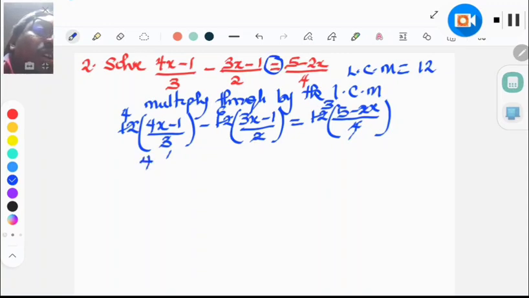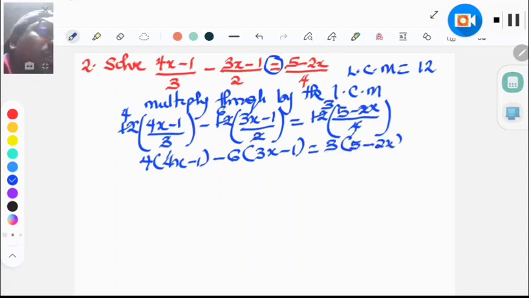So that means we now have 4 brackets 4x minus 1, negative 6 brackets 3x minus 1. Then we have 3 bracket 5 minus 2x. Now from here onward, if we decide to open the bracket, 4 times 4x is going to give us 16x. 4 times negative 1 is going to be negative 4.